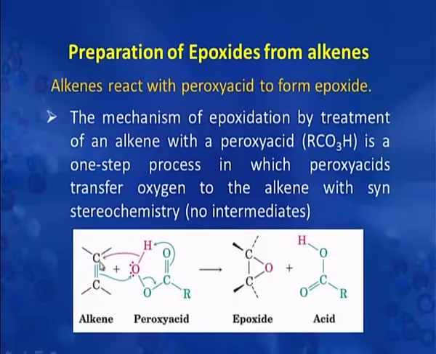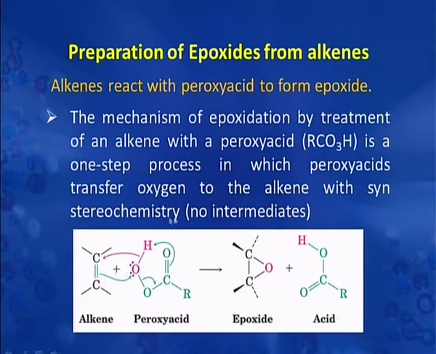Now, why will this addition take place on one side of the molecule? The reason is that alkene has planar geometry. In the carbon-carbon double bond, both the carbons are sp2 hybridized, that is why it has a planar geometry. And as a result, what happens is that this oxygen from peroxy acid attacks from one side of the carbon-carbon double bond.